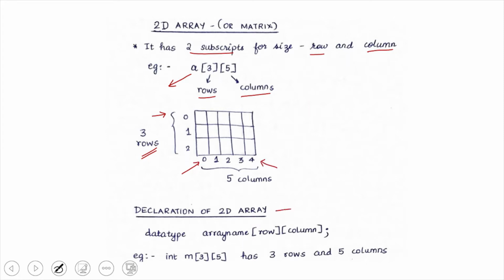This is the way a matrix is declared. First, the data type. Then we have the name of the matrix followed by the number of rows and the number of columns.